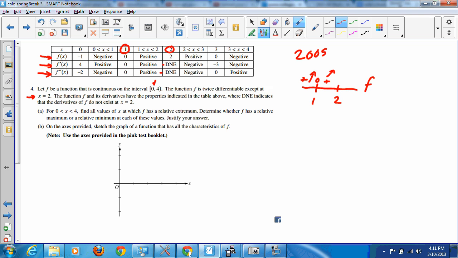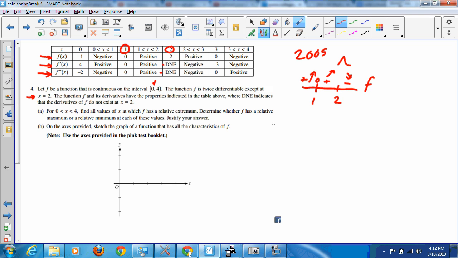But then let's take a look at the next interval. It does not exist at 2. And then on the right side of 2, it turns out to be negative. So then the function is decreasing. So if the function is increasing, and then it's got some sort of a cusp or something, and then it's decreasing, that means that at 2, it is a relative max.